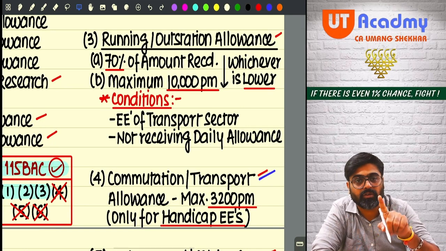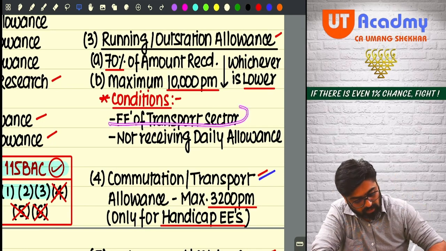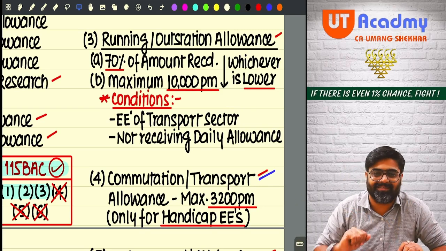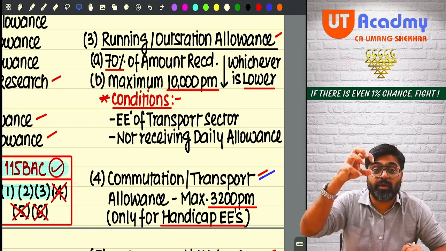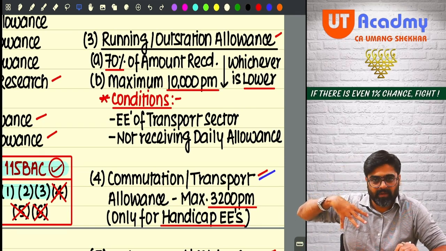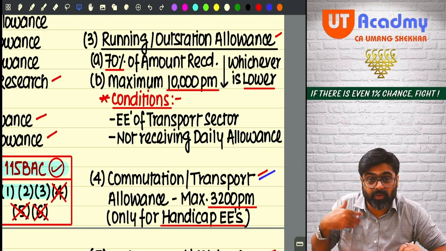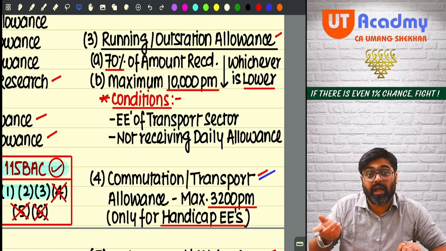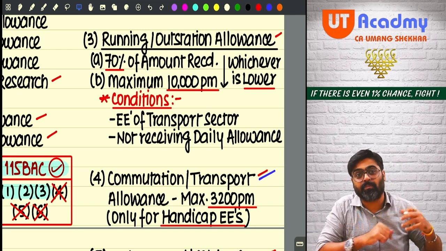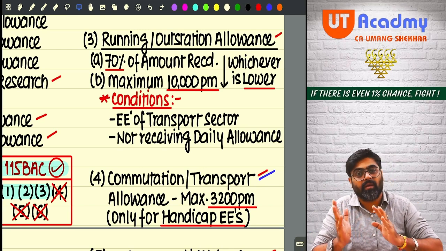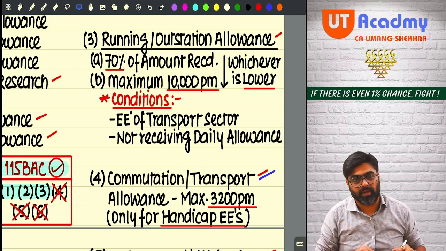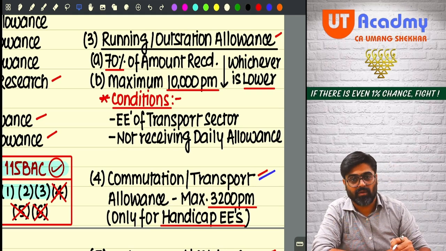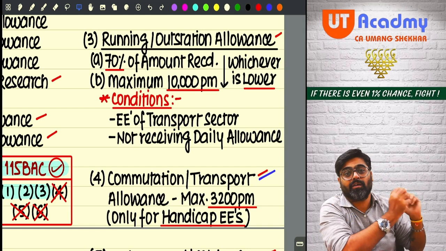See, this allowance is given to employees of the transport sector. Meaning the employer is in the business of transportation, so the employee is an employee of the transport sector. Employer must be in the transportation business, and you are running the vehicles of the employer. For example, I'm a very huge transport company. Many trucks and lorries are there, and you are one of the drivers or cleaners in my trucks.